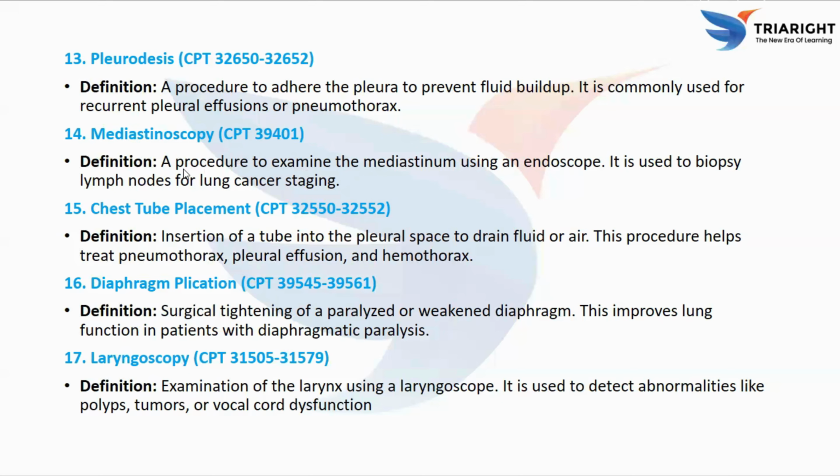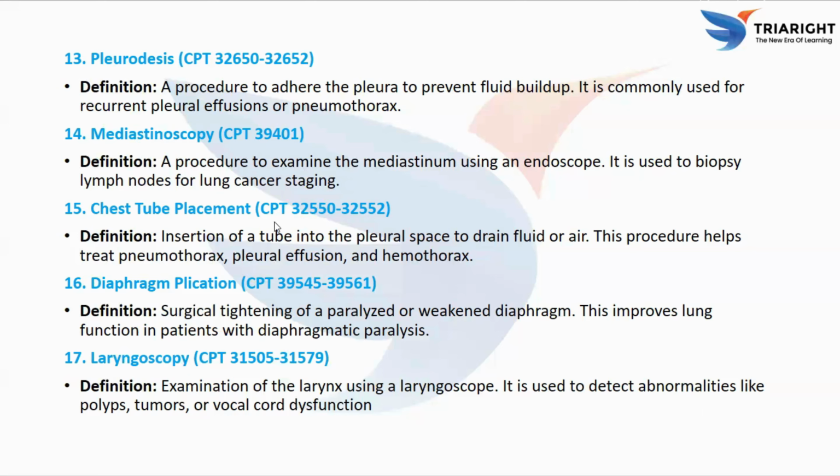And mediastinoscopy. CPT code is 39401. So what is a mediastinoscopy? It's an endoscopic examination of the mediastinum, the space between the lungs. What structures are evaluated in this procedure? The mediastinal lymph nodes, trachea and esophagus. What is the main purpose of this scopy? For lung cancer staging and for lymph node biopsy. Mediastinoscopy is a diagnostic but not a therapeutic procedure.